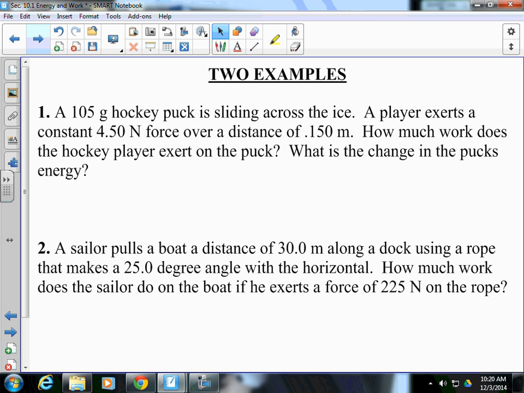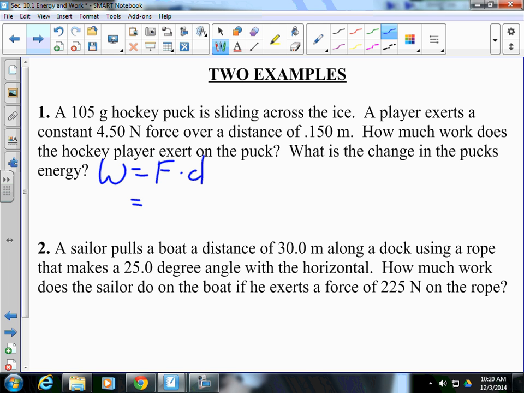Well, we are on a flat surface. We are on an ice rink, so our work is equal to force times distance. Our force value is 4.5 newtons. Our distance value, or d, is 0.15. Multiply those together, and we end up getting 0.675 joules.